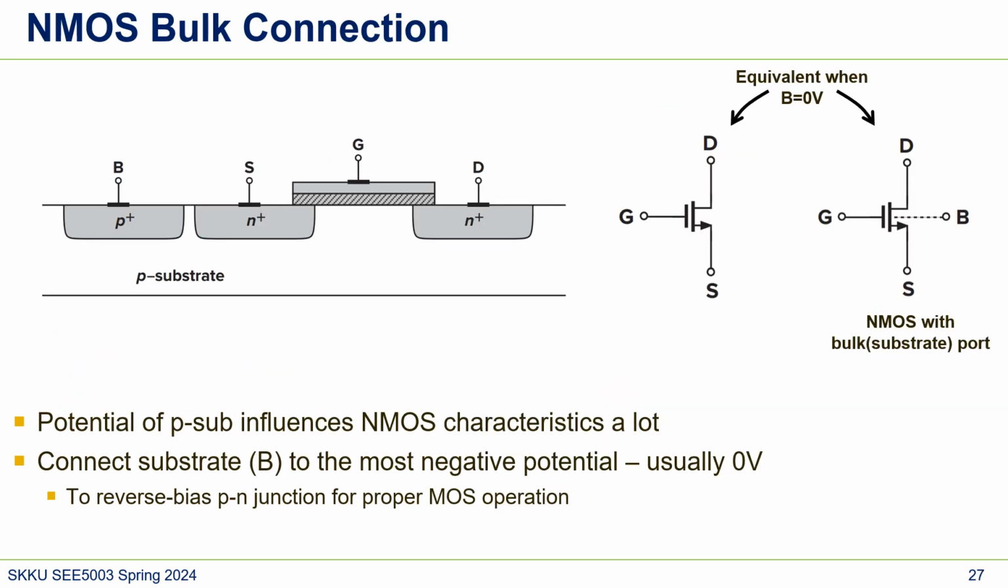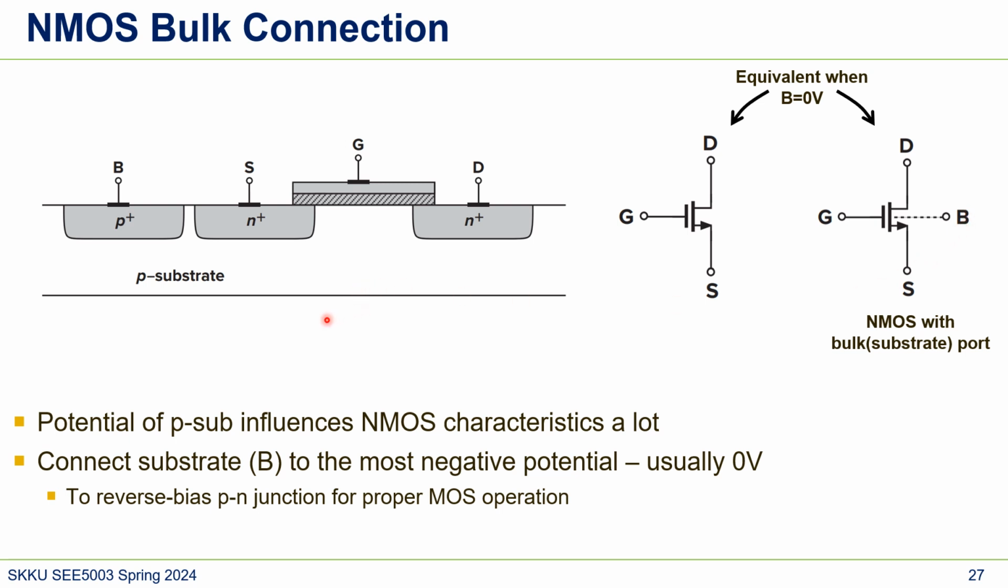So far, we have ignored the substrate on which the device is fabricated. Hence, the symbol had 3 ports. But in reality, the substrate potential, the P substrate for NMOS, greatly influences the device characteristics. So the MOSFET is actually a 4-terminal device, and we call the fourth terminal B, body or bulk.